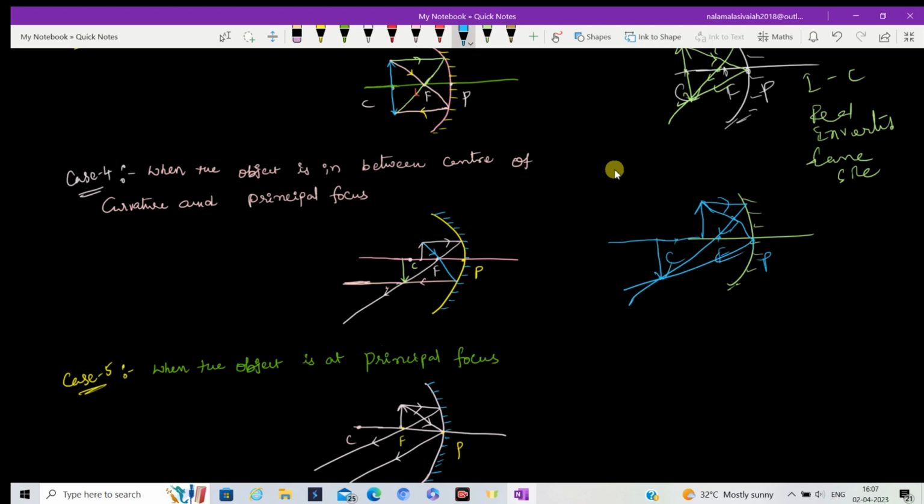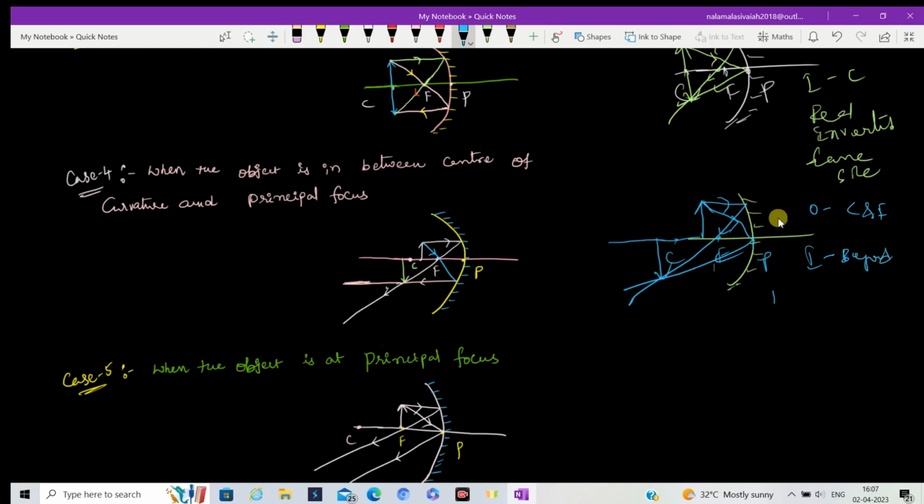So you can see the original diagram beside that. You can observe here the original diagram, and this is a rough one, just for explanation I am drawing. So here the object is between the center of curvature and focus, where the image is formed beyond the center of curvature.